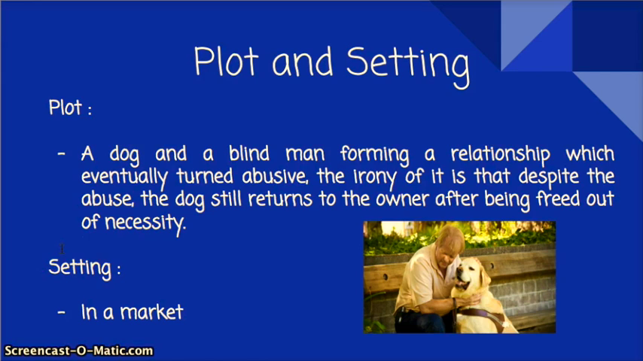The setting of The Blind Dog takes place in a market. It also includes the surroundings of the market. The main characters are the blind man, the mangy stray dog, the perfume seller, and the old caretaker of the blind man. The story is also told from a more subtle narrative, with Narayan not outright telling the message of the story.